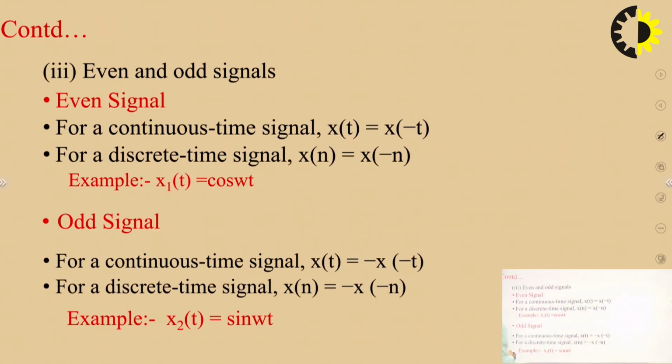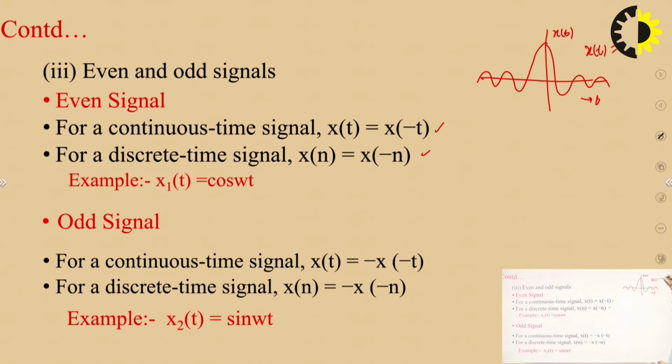Okay. Next is even and odd signals. So even signals are signals having even symmetry, or you can say symmetry about the vertical axis. These types of signals are defined, for continuous time, as x(t) = x(-t), and x(n) = x(-n). If you look at the sinc function, this function is symmetric about the vertical axis.